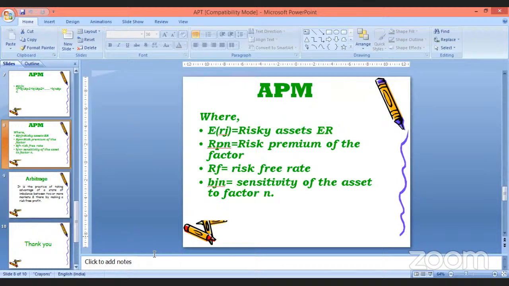Sir, expected risk and standard deviation of return are also the same, aren't they? Both are the same. Standard deviation means the level of risk or degree of risk associated with the portfolio. Okay?